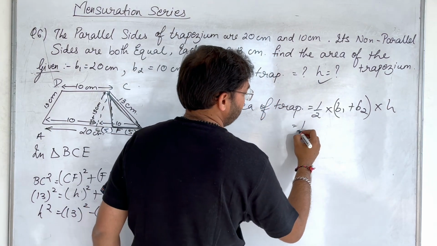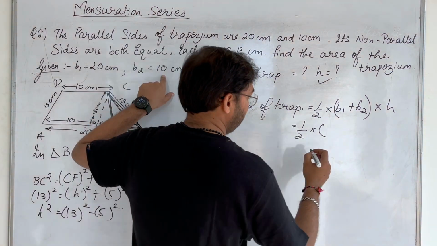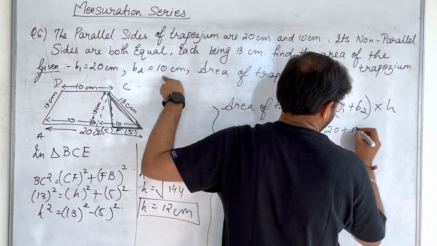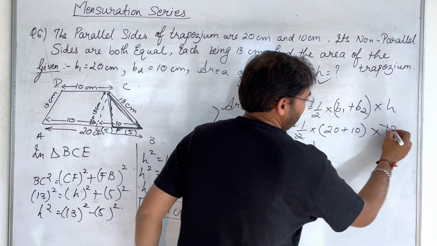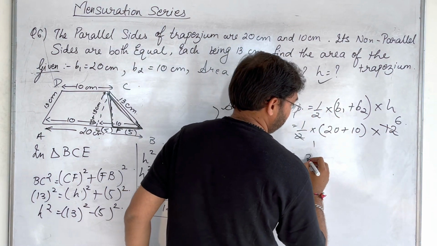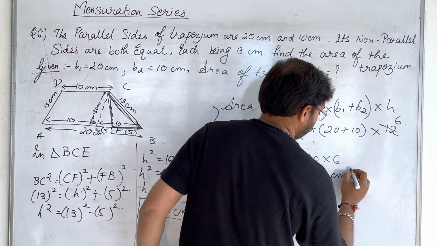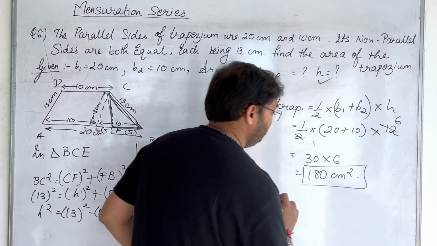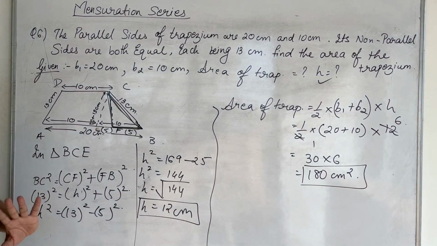Area of trapezium equals half into, what's my B1? B1 is 20 and B2 is 10. So 20 plus 10 into, what's my height? Height is 12. Two sixes are 12. That means 30 into 6, which equals 180 centimeter square, is the area of the trapezium which we were finding. See, it's so simple, no need to get more confused.